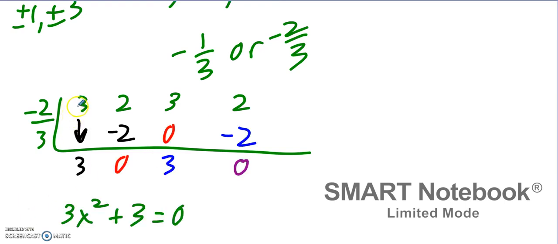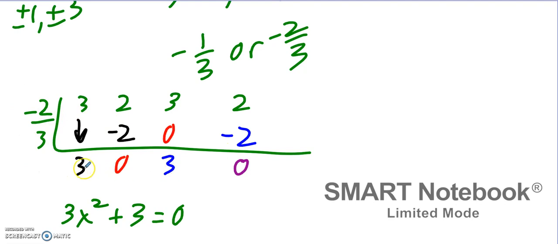All right, so we did the synthetic division. Hopefully you ended up with 3, 0, 3, 0. That's correct. Again, add vertically, multiply diagonally. So 3 plus 0 is 3. Negative 2/3 times 3 is negative 2. 2 plus negative 2 is 0. Negative 2/3 times 0 is 0. 3 plus 0 is 3. Negative 2/3 times 3 is negative 2. 2 plus negative 2 is 0. That's good. I got 0 as a remainder. That means that I was correct. Negative 2/3 is one of my roots.